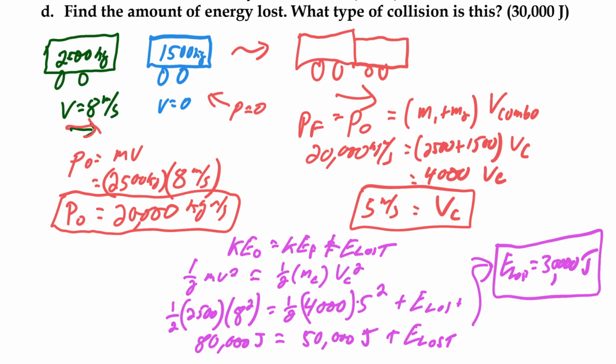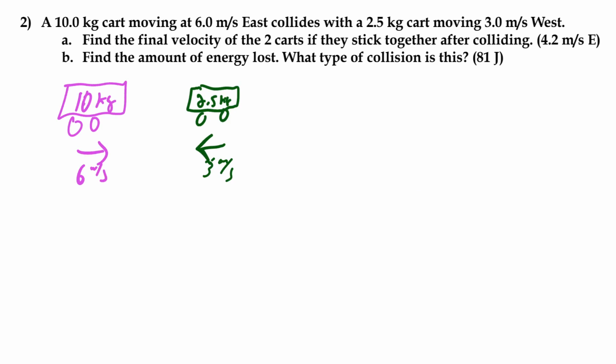All right, let's move on to question number 2. So this problem is similar to the last one. We have two carts colliding. This time, though, it's a head-on collision. One's moving to the right, one's moving to the left. They're going to stick together afterwards. So again, we're going to have this kind of combined velocity afterwards.